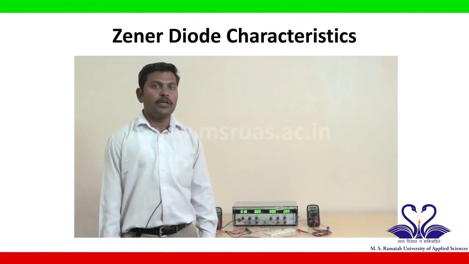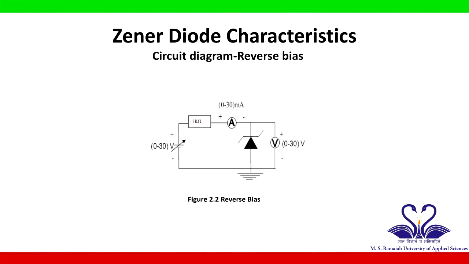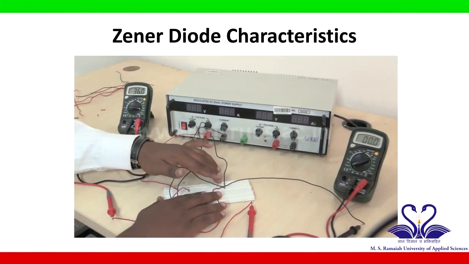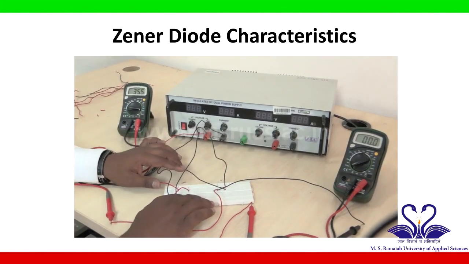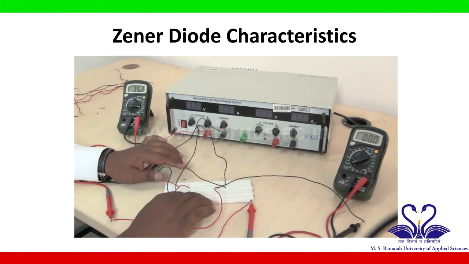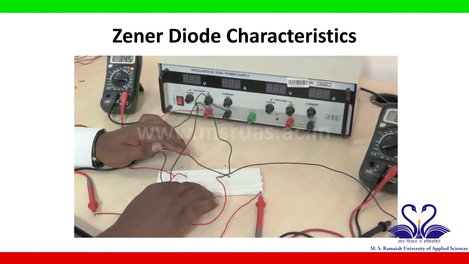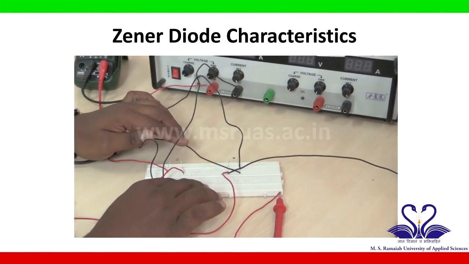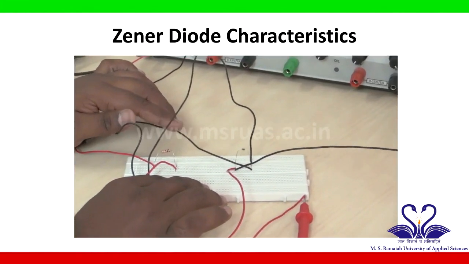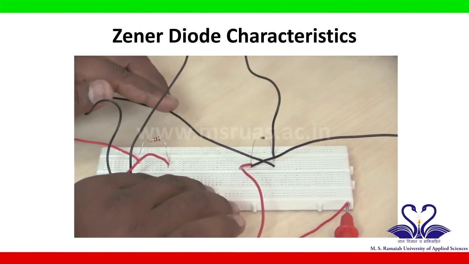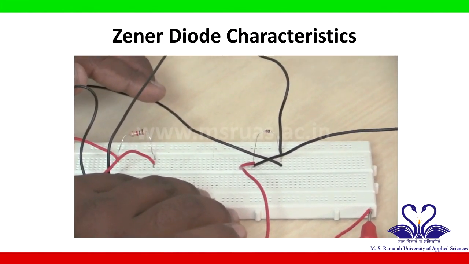Now we have finished with the Zener diode forward bias circuit connections. Let us begin with the Zener diode reverse bias circuit connections. This is the circuit connection of the Zener diode forward bias circuit, and now we will start with the Zener diode reverse bias circuit connection. If you see the circuit diagram, there is a very small difference between the forward bias and reverse bias circuit, that is the diode direction.